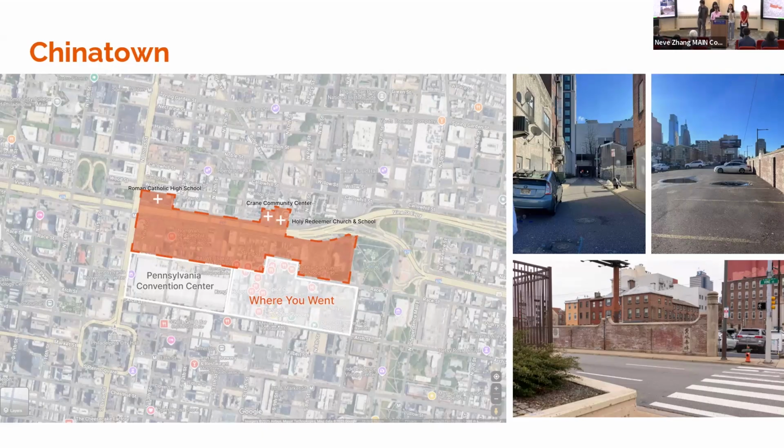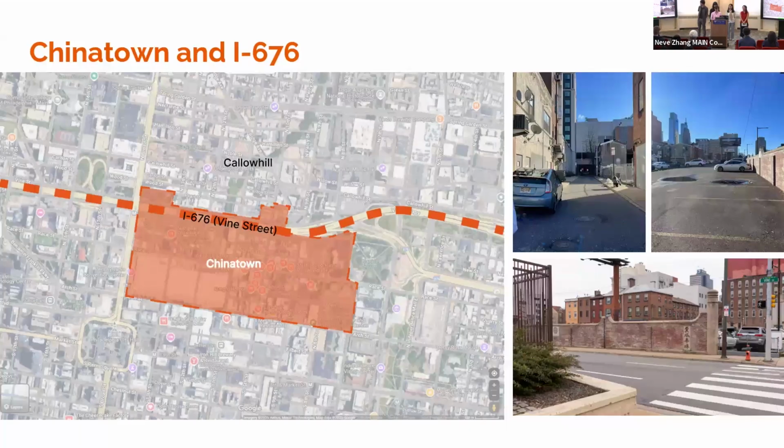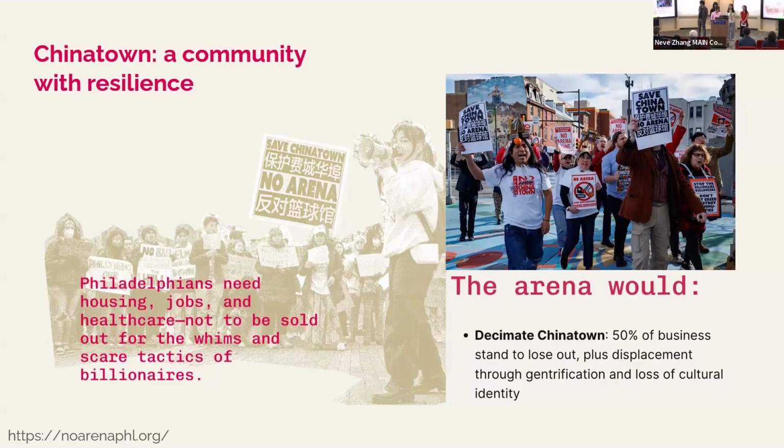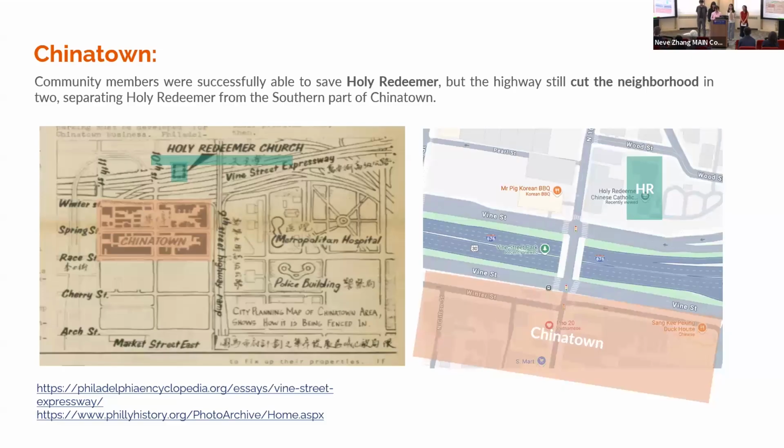So why such a big difference between the north and the south? Yes, it's because here's the highway, I-676. It cuts through Chinatown. And of course, as a community with resilience and dedication to cultural preservation, Chinatown has been putting continued efforts into fighting against urban renewal projects, including the highway. And the residents are afraid of not being able to pay the rent. Even though they successfully protected the Holy Redeemer in the rearranging of the highway, the expressway still cuts through the neighborhood, displacing several businesses and residents and creating a physical barrier there.